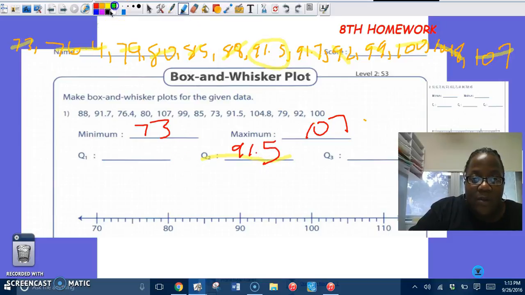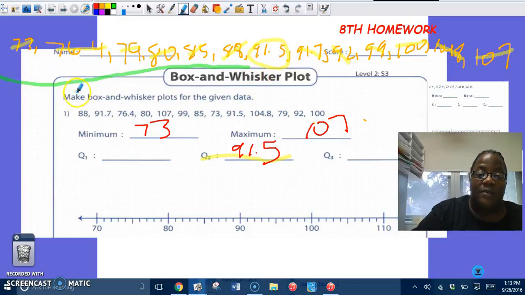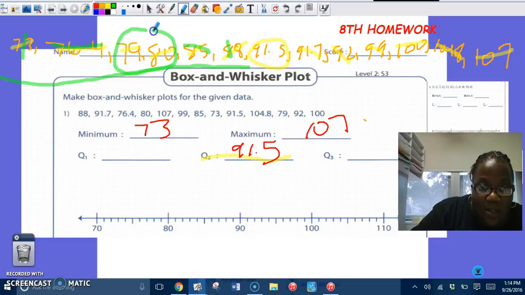Now quartile 1 I can do. Remember, quartile 1 is the median of the lower half. Okay, so goodbye, goodbye, goodbye, goodbye, goodbye. Oh, I have an even number, so that means there's 2 in the middle because I have 2 on this side crossed off, 2 on that side. So I'm going to add and divide by 2. If I add and divide by 2, 79 and 80, you will get 79.5. Just remember, 79.5 is the halfway mark between the two.